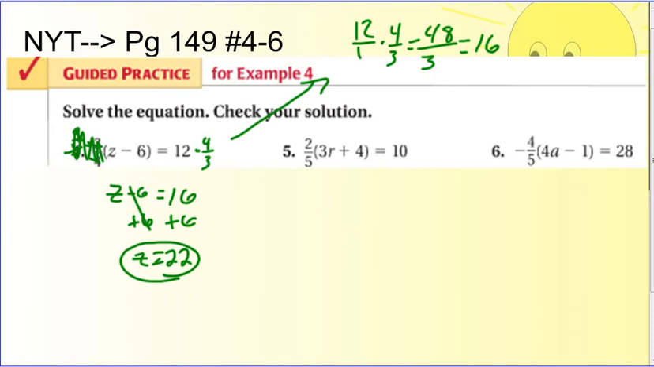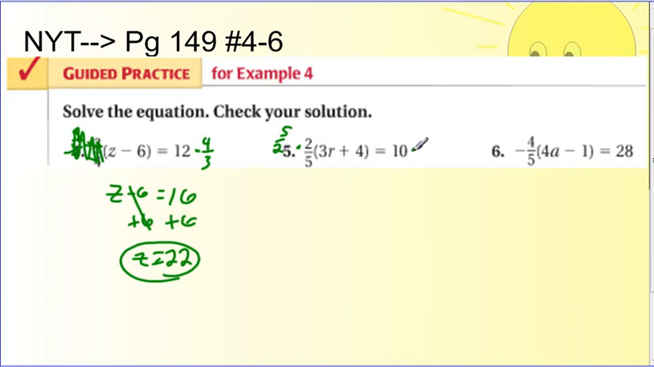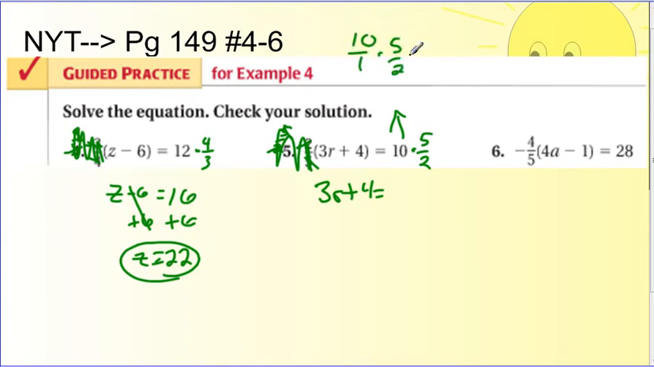Number 5. We're going to multiply by 5 over 2. Multiply by 5 over 2. Cancel, cancel, cancel, cancel. It's all gone. We get 3r plus 4 equals, in this math, let's see, 10 over 1 times 5 over 2 gives us 50 over 2, and 50 divided by 2 is 25. So there's the math, there's the answer.